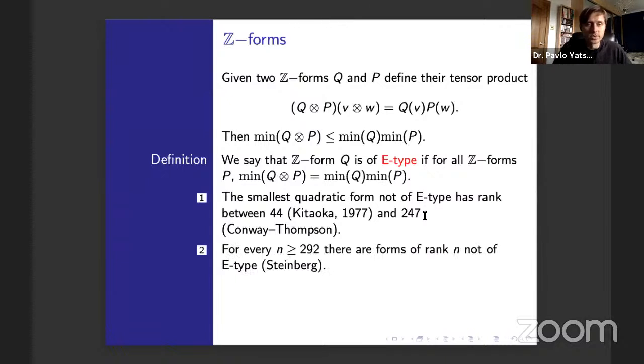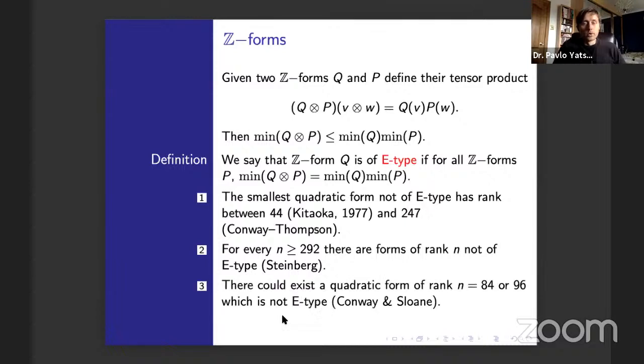It is, however, known that for every n greater than 292, there exists a form not of E-type. This was proven by Steinberg. And possible examples of forms not of E-type: the candidates are forms of rank 84 and 96. So this form of rank 96 would be the extremal self-dual case of minimum, so it's an even self-dual lattice with minimum 10. That would be a possible example, but it's not known whether these two forms exist or not.